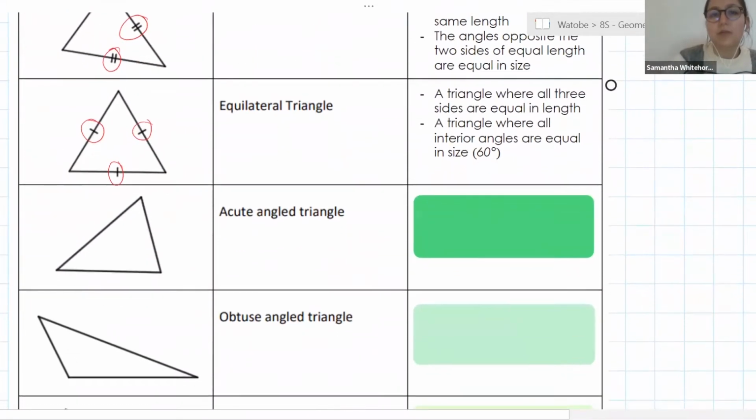Can someone tell me what an acute angled triangle is? Okay, Litabo, you can tell us.